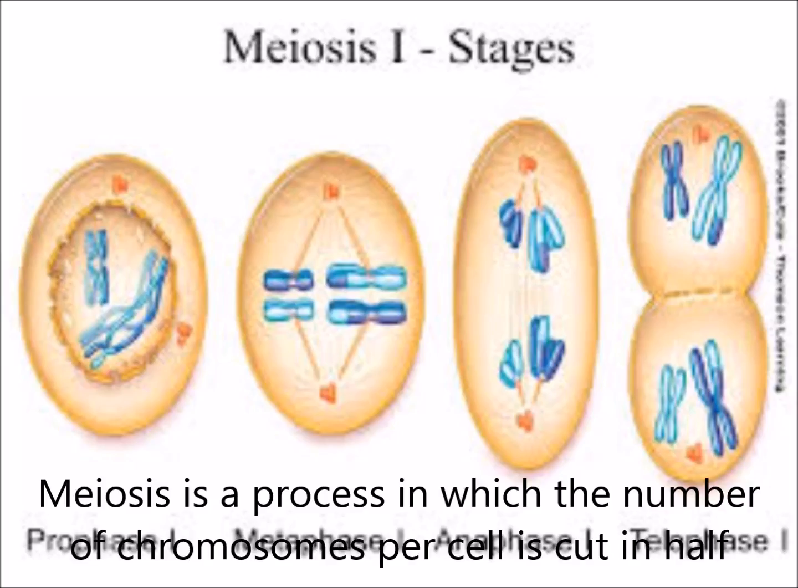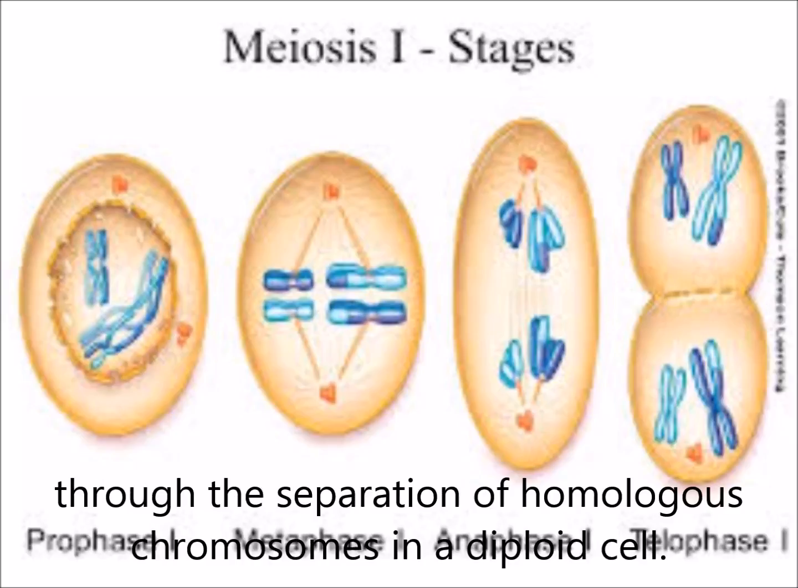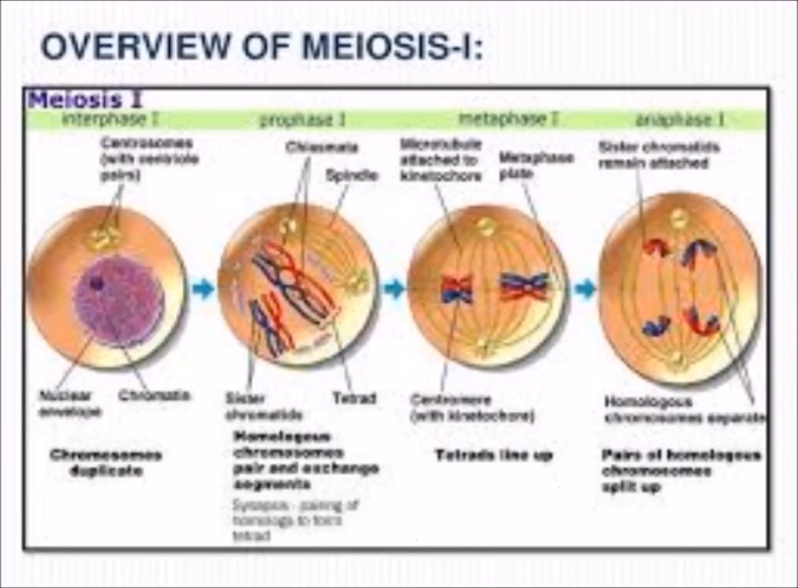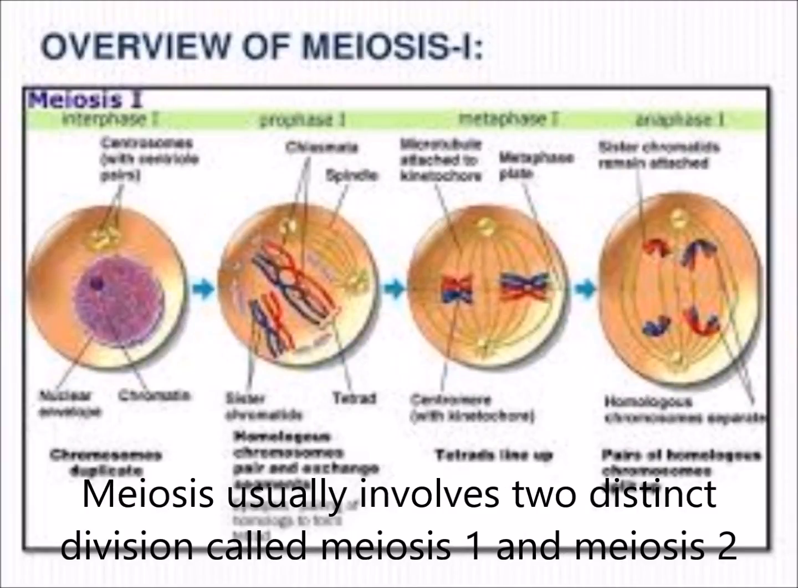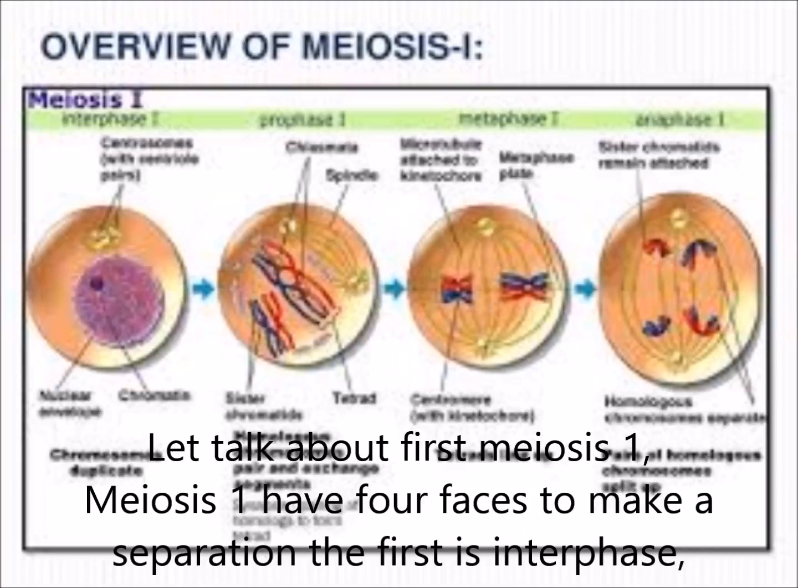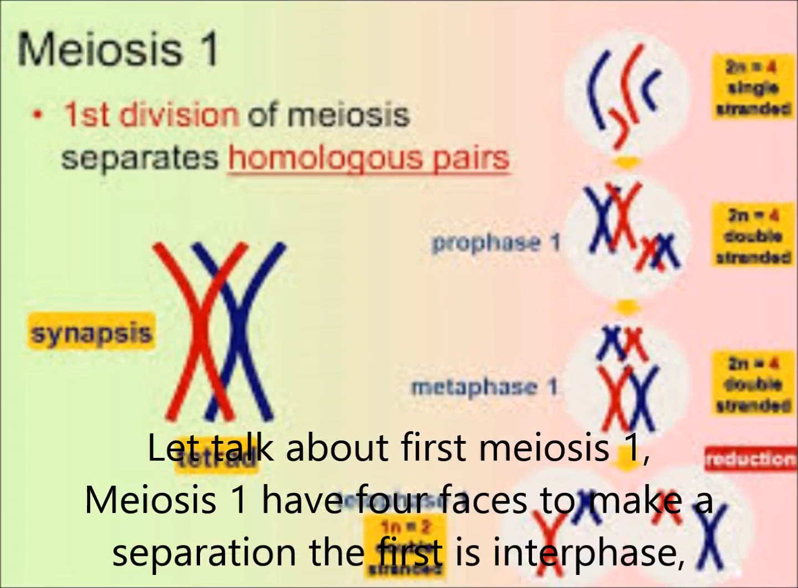Meiosis is a process in which the number of chromosomes per cell is cut in half through the separation of homologous chromosomes in diploid cells. Meiosis usually involves two distinct divisions called meiosis 1 and meiosis 2. Let's talk about meiosis 1. In meiosis 1 the cells go through phases to make the separation.